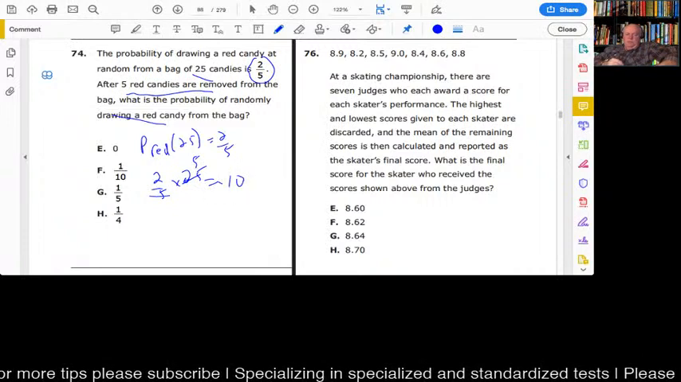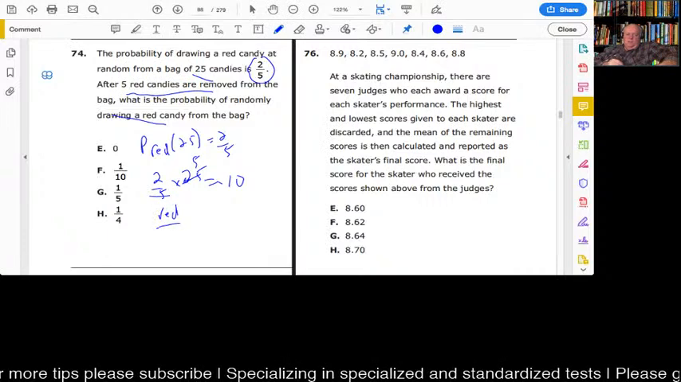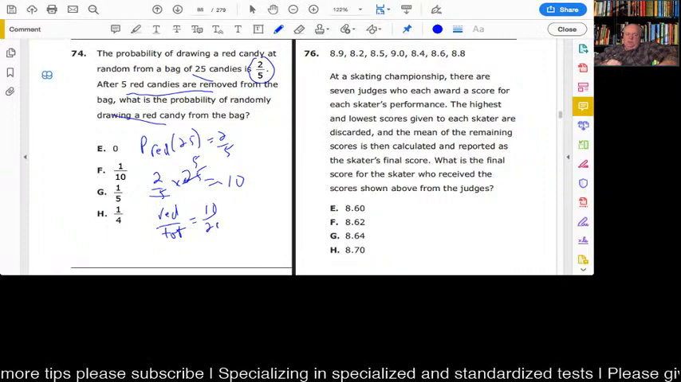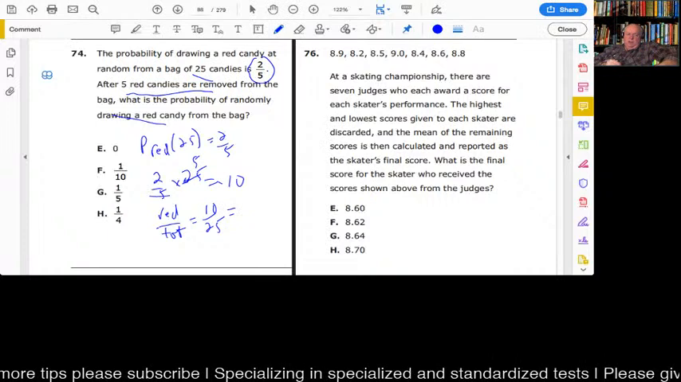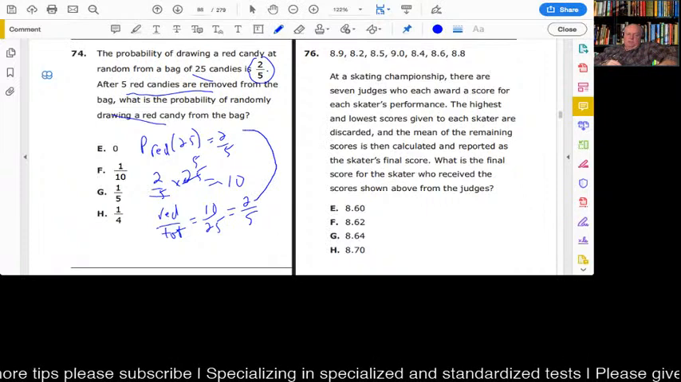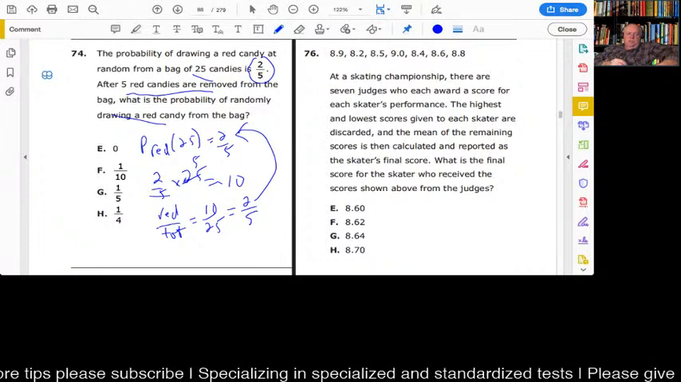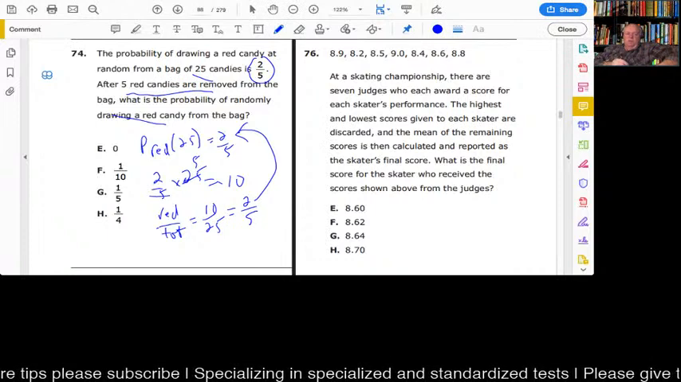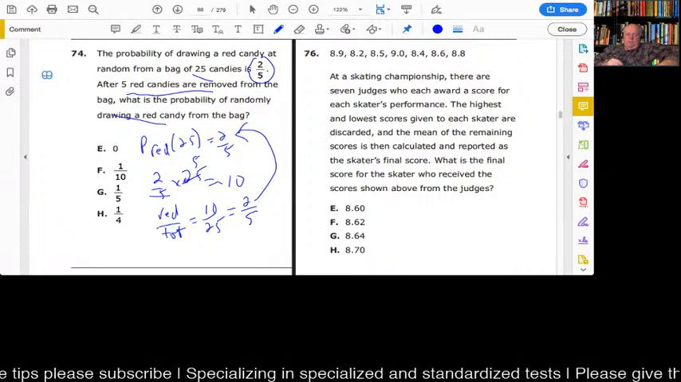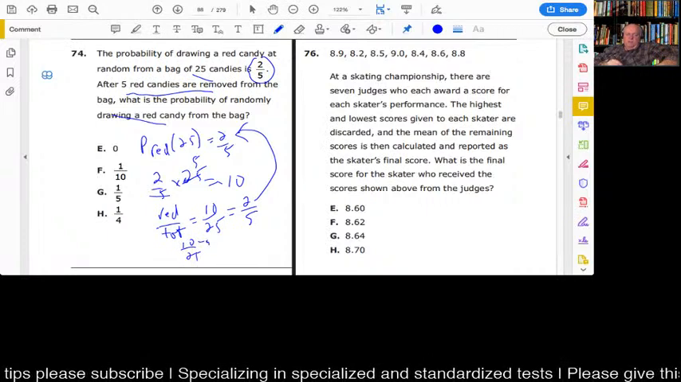Okay, so that means the reds to the total is equal to 10 out of 25. So normally it's going to be 2/5, right? And that jives with what we got here. Okay, 10 out of 25. All right. So if 5 candies are removed, okay, that means we're going to come down for the 10 out of 25 and subtract 5 from here.